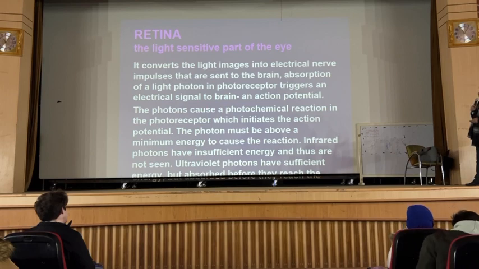So photons of light cause chemical photoreaction changes in photoreceptors, which initiate an action potential.